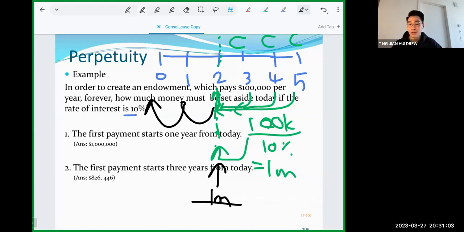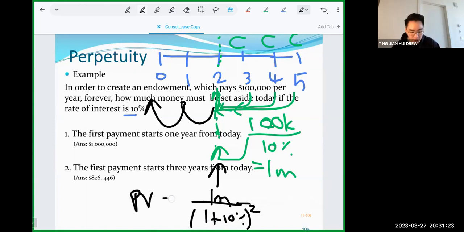How much must you set aside today? So you need to hop back twice. We can use the PV formula, or you simply take 1 plus 10% to the power of 2, because you're hopping back twice.